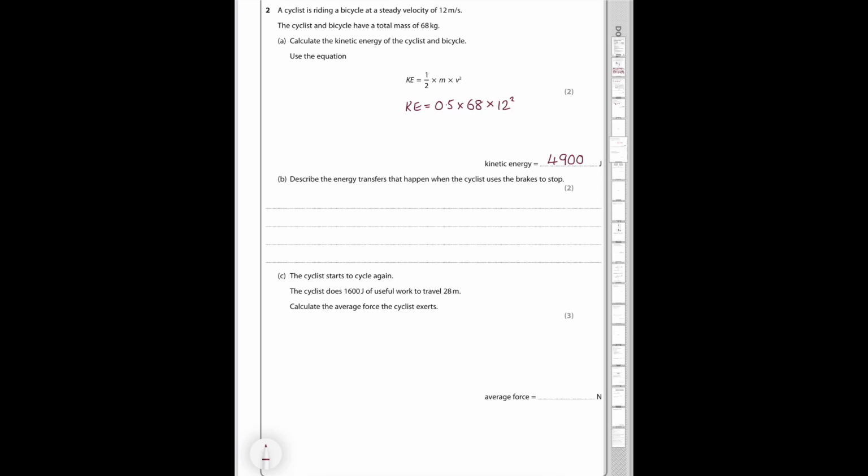Then for part B, we need to describe the energy transfer that happens when the cyclist uses the brakes to stop. Here the energy transfer is from the kinetic energy store, from the movement of the bicycle, being transferred into the thermal energy store due to the brakes and friction of the brakes on the wheels.